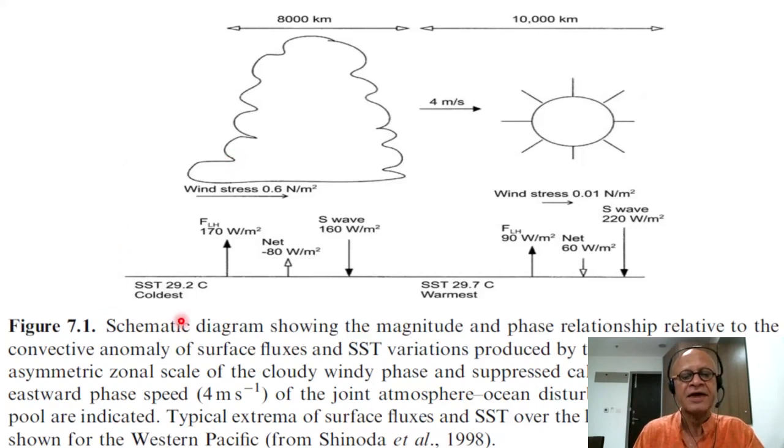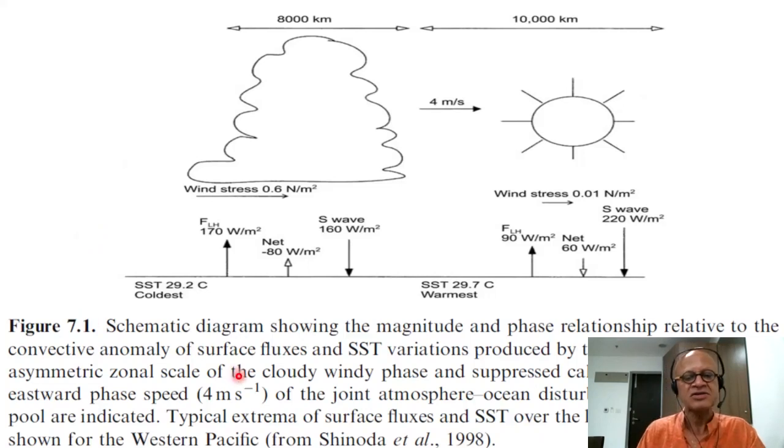This is from Harry Hendon's chapter in the Lau and Waliser book. It is showing a schematic diagram of the magnitude and phase relationship, relative to the convective anomaly, of surface fluxes and SST variations produced by the canonical MJO. Hundreds of papers have been done on heat budgets and air-sea interactions for the MJO. Very few exist for the mesos, so we will use MJOs again to try to understand some of the challenges and the relative phasing and so on.